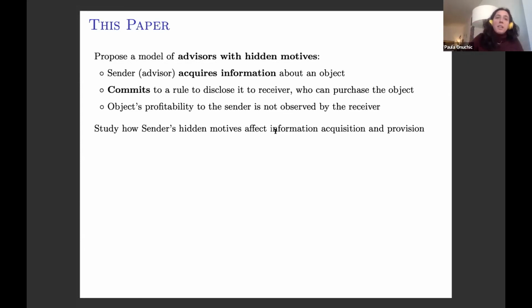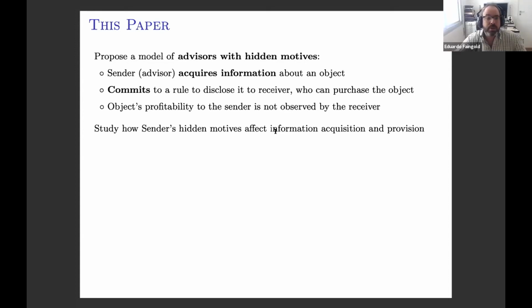And this object's profitability is not observed by the receiver, okay? So what I'm going to do in the paper is study how the sender's hidden motives affect their decision to acquire information about this object and to disclose this information to the receiver, okay?